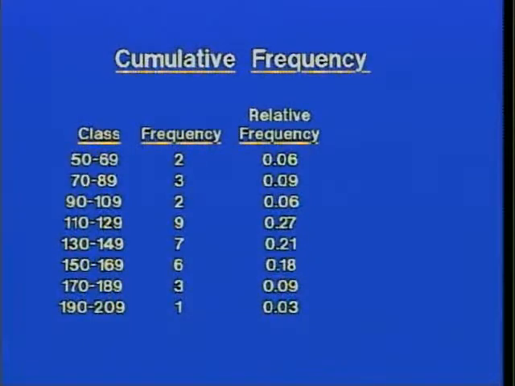The relative frequency of 0.06, remember, was found by taking the frequency of 2 and dividing by the total of the frequencies, which was 33. So 2 over 33 was 0.06.